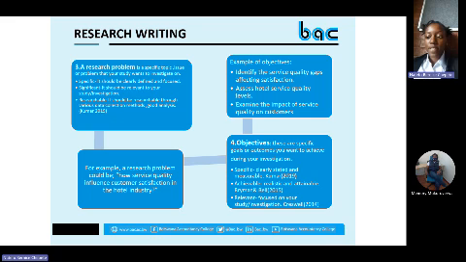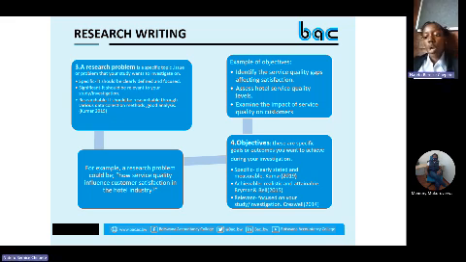They should also be specific, achievable, and relevant. Specific meaning they should be clearly stated and measurable. They should be achievable too, meaning they should be realistic and attainable. And then they should also be relevant. They should be focused on your study and investigation.